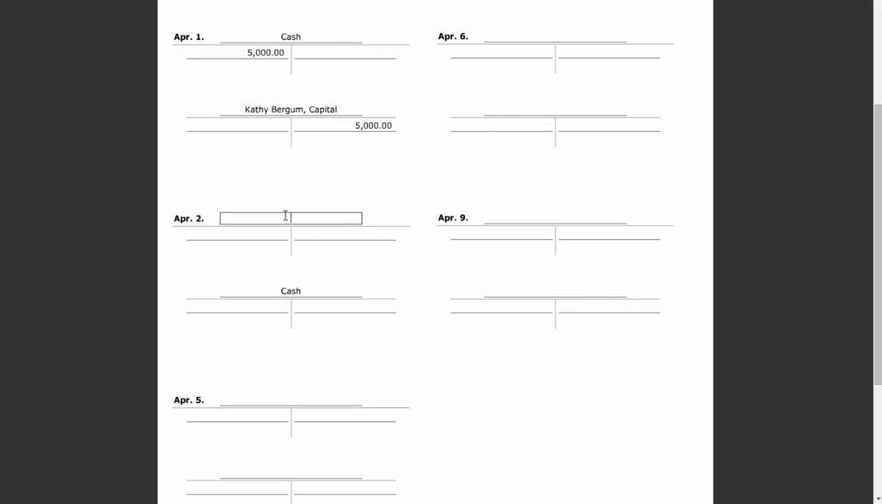And what's the other account that you said was being affected, Chris? Supplies. So cash we determine is going to be credited for $50. So if cash is being credited, what has to happen to supplies? Has to be debited. Supplies is also an asset. We have more supplies, so therefore it's going to be debited. April 5th.